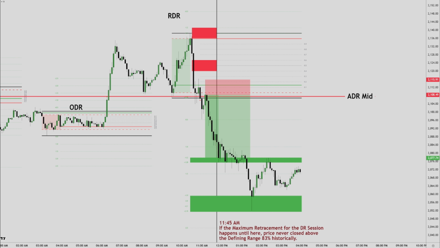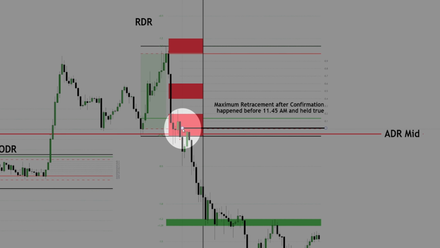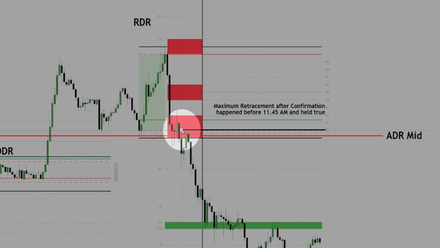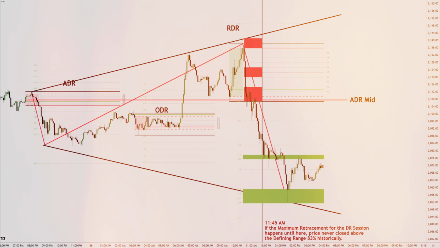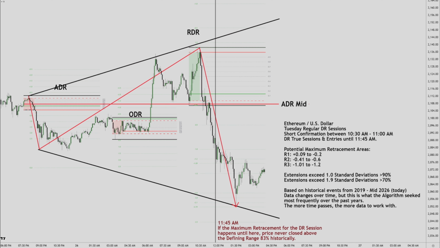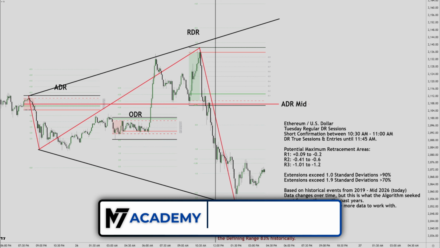trade is exceptional. And then, exactly as the data suggested, price finds its maximum retracement for the session before 11:45 a.m. inside the first retracement zone, and then expands. Both sides of the market played. Trumpet price action delivered, exactly the scenario we mapped out before confirmation ever happened. Another session where historical data aligned with present price action with unmatched precision.